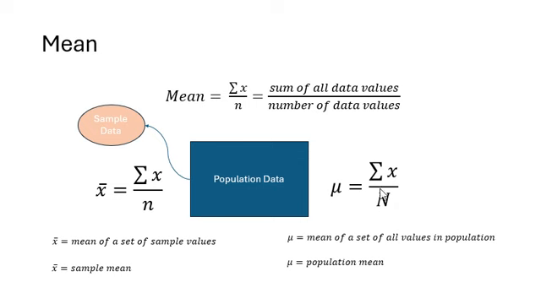Of course we use a big N for the population and a little n for the sample. Here we define what they are. x bar is the mean of a set of sample values, and simply we call it the sample mean. And mu is the mean of a set of all values in the population, and we simply call it the population mean.